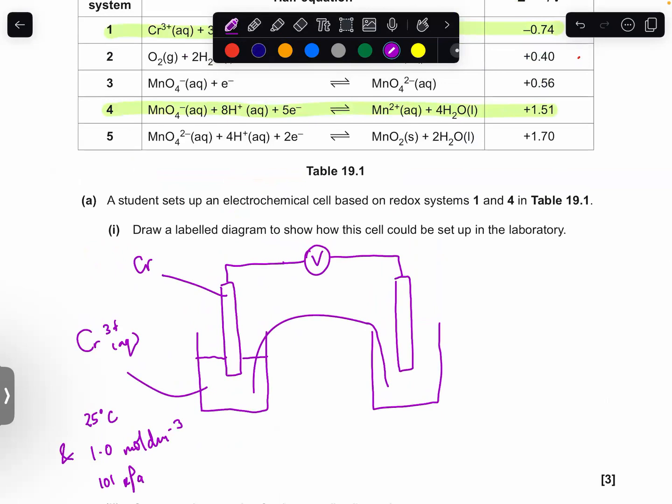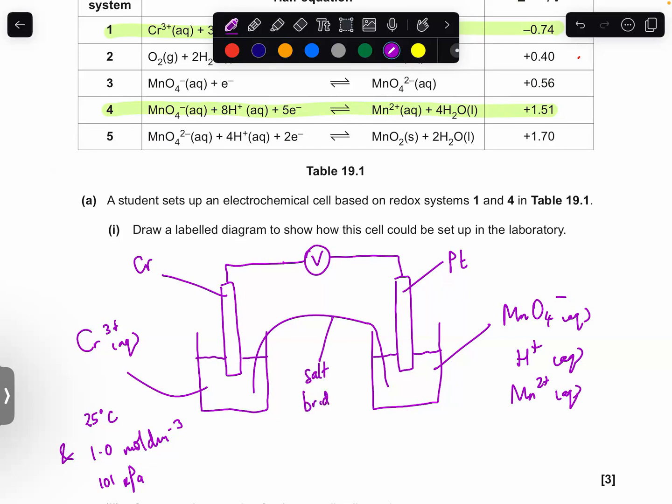Now, what's interesting here is that whether it's the right-hand side or the left-hand side, there's no solid metal. So we need to use something that can conduct the electricity without chemically getting involved. We will use platinum. The platinum electrode is used. And in here we're going to have MnO4- aqueous, H+ in the form of an acid, and some Mn2+ ions in the solution also. And because this is a labeled diagram, this is your salt bridge, which connects the electrochemical cell.